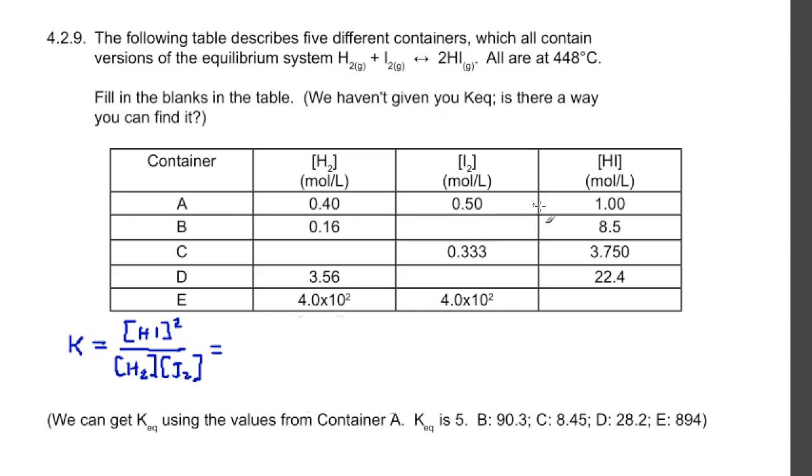So with row A, they tell us HI is 1. And I'm going to say don't forget to square it just because I really don't want you to forget those powers. But of course, squaring a 1 is silly. It just gives you 1. So mathematically, that's a waste of time. Hydrogen is 0.4. Iodine is 0.5. 0.4 times 0.5 is 0.2. 1 divided by 0.2 is 5. So our equilibrium constant is 5. Good. Now that we have that, that's valid for any one of these containers because they're all at the same temp.